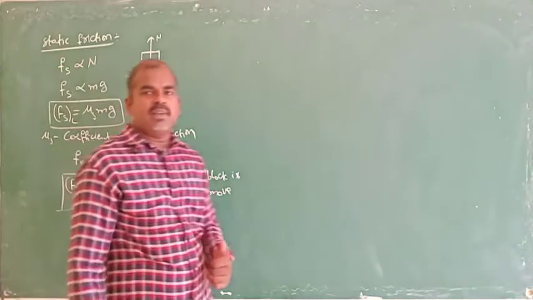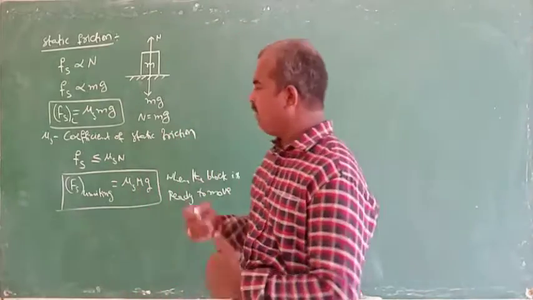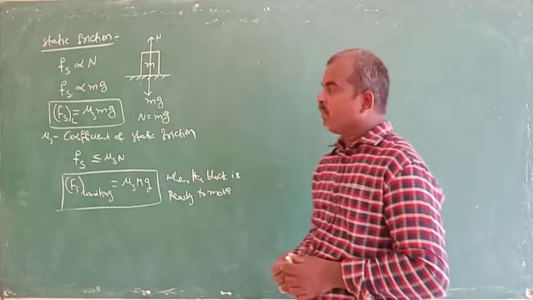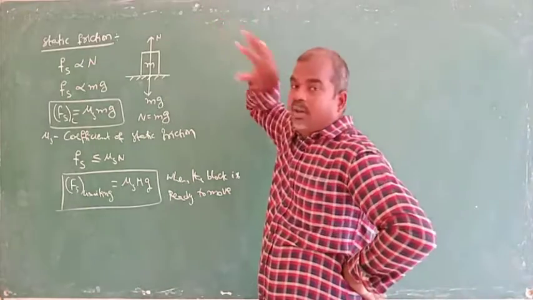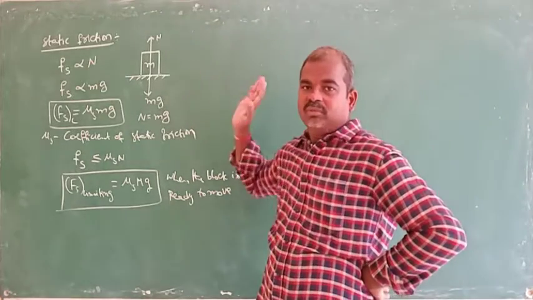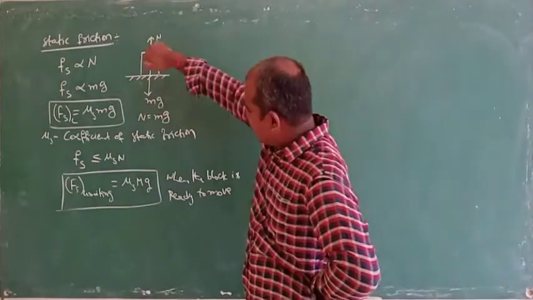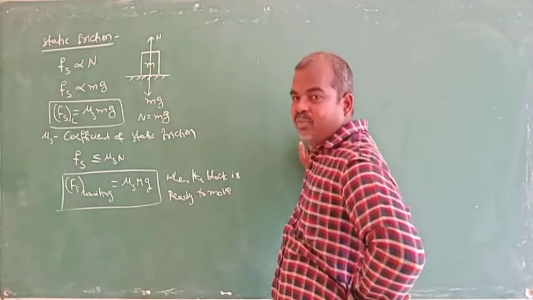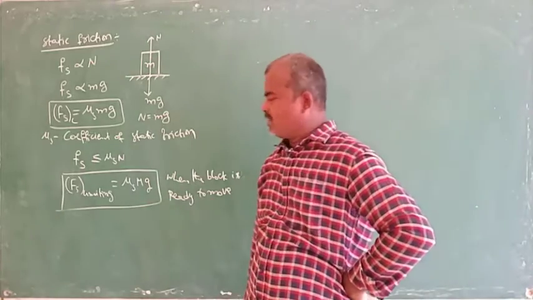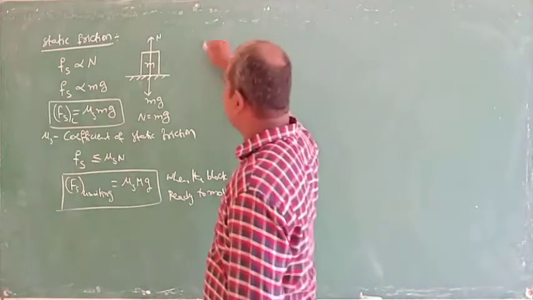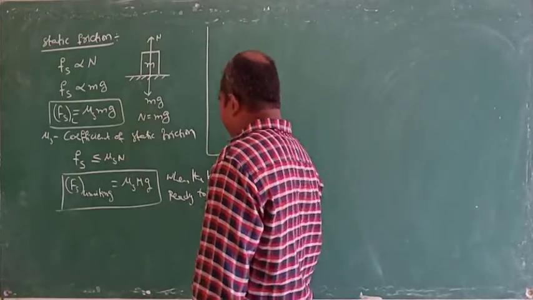Otherwise, Fs is less than or equal to mu s mg. Up to the point the body is ready to move, Fs is less than mu s mg. Once the body is just ready to move, the limiting force of friction is equal to mu s mg.